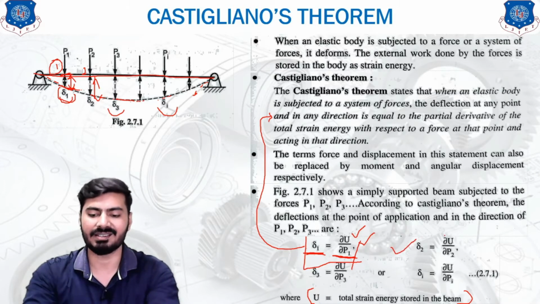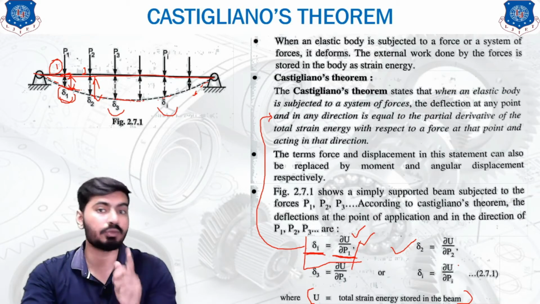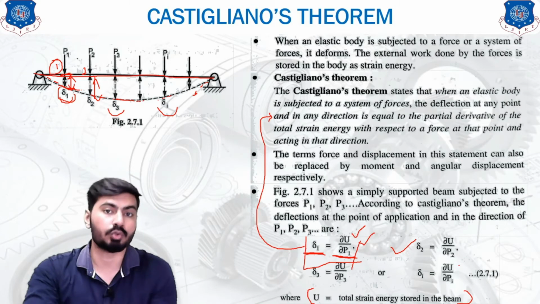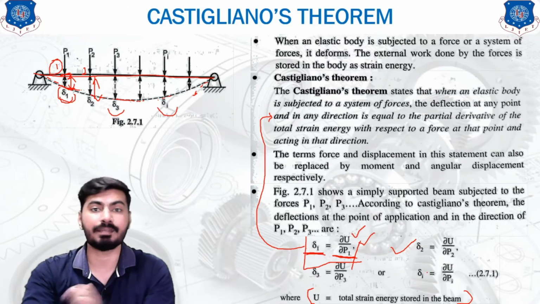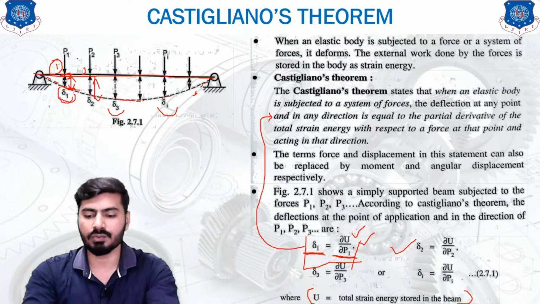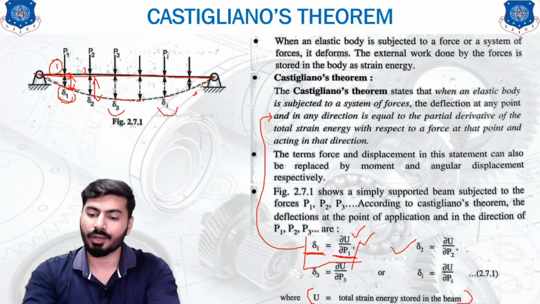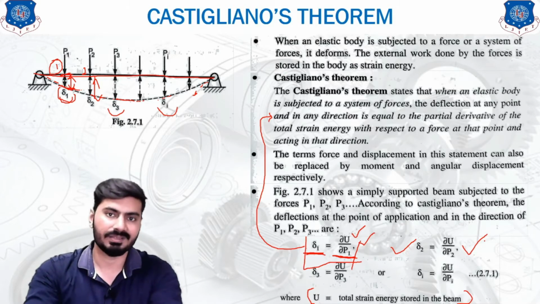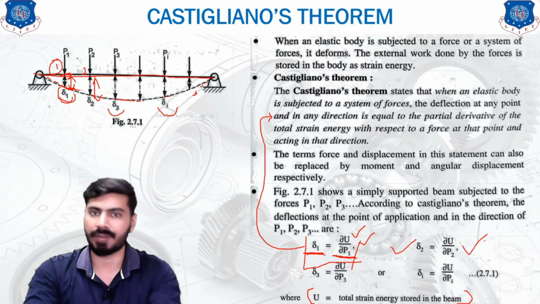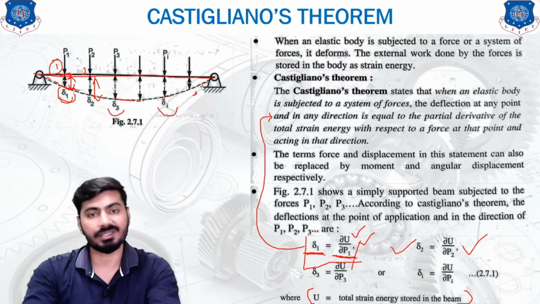Now if you want to calculate the deflection at point 2, then you can simply write delta 2 as del U upon the partial derivation with respect to the force which is acting at point 2. Now at point 2, the force which is acting is represented as P2. So if you consider the P2 force, then the partial derivation must be done with respect to P2. So in your equation, you will have to write del U by del P2. And here the variable with respect to which you are going to do a partial derivation is P2. So this is how the partial derivation works.